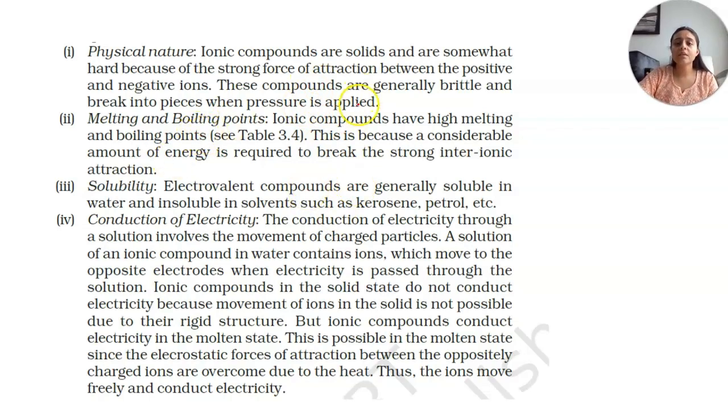Physical nature: they have a strong force of attraction, and that is why it makes them hard. Melting and boiling point is high because of the electrostatic force of attraction, or interionic attraction, you can say. Solubility: electrovalent compounds are generally soluble in water and insoluble in solvents such as kerosene, petrol, etc.